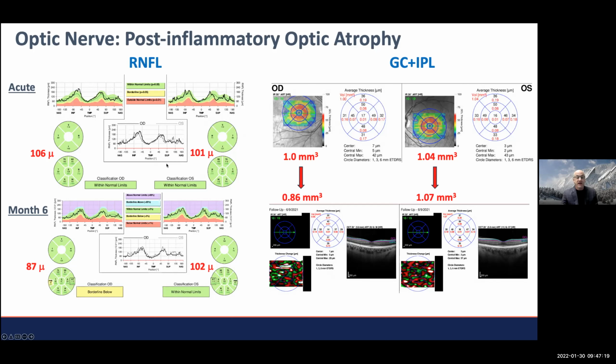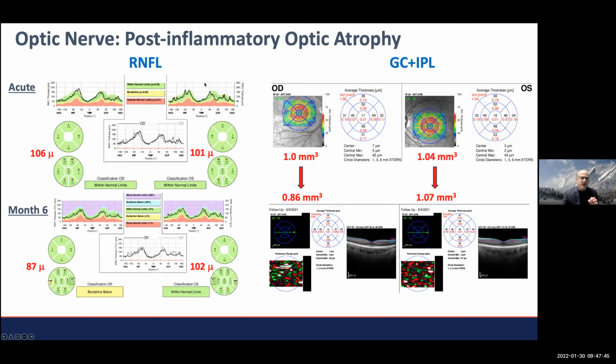But after 3 to 6 months, 6 months in this instance, you see local atrophy of the acutely affected right optic nerve in this patient, with loss of ganglion cell interplexiform layer thickness on the right side as well. What you're observing is thinning, not necessarily proving a mechanism, but obviously in this case, post-inflammatory optic atrophy.